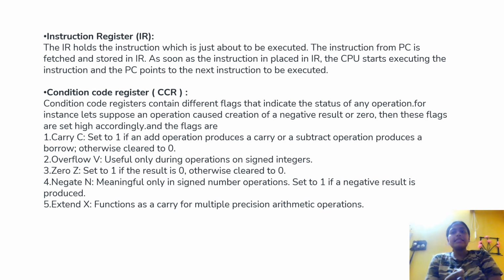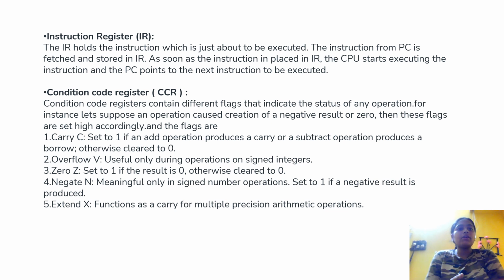Next, coming to CCR, that is the condition code register. Condition code registers contain different flags that indicate the status of any operation. For instance, let's suppose an operation caused the creation of a negative result or 0. Then these flags are set high accordingly.